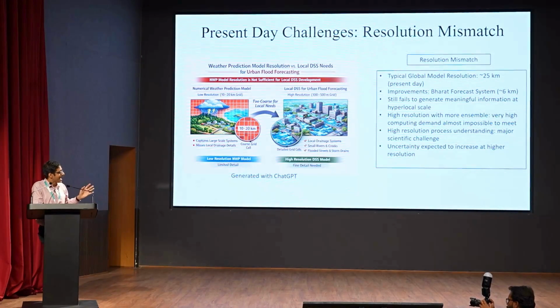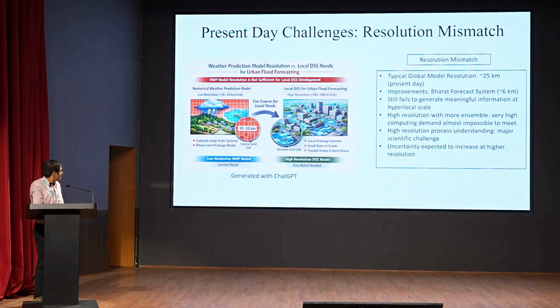But still, it has some problem. All these models have some problem to generate meaningful information at hyperlocal scale. What does that mean? I asked ChatGPT to generate the left side figure. Of course, it generated quite nicely. Of course, there are certain problems which I'll also mention.